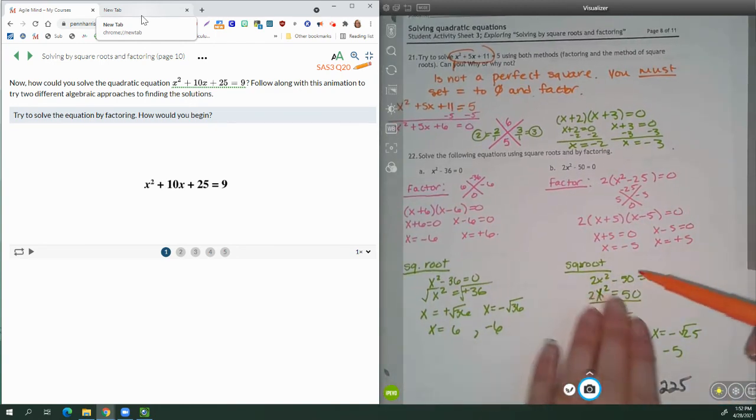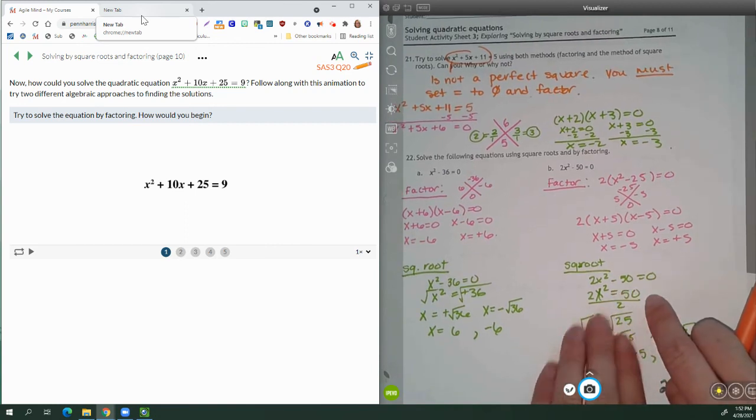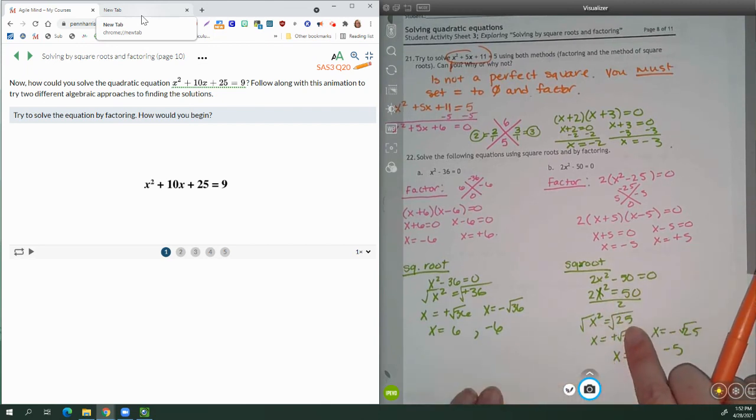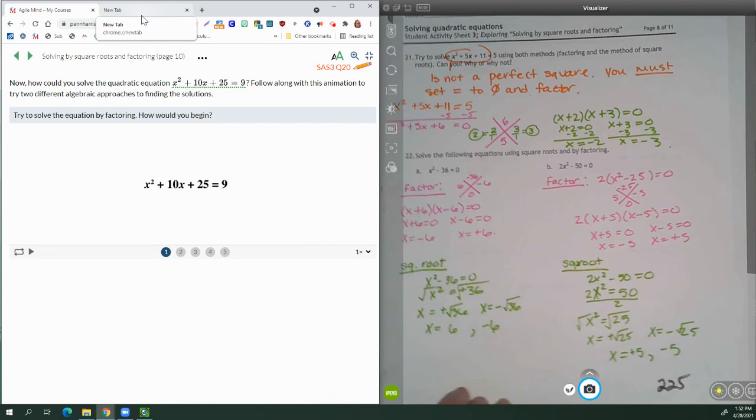Same thing here. I'm going to add my 50 to the other side, divide by 2, and I get that x squared equals 25. Again, 25 is a perfect square, guys. So I'm going to take the square root of that. Again, both a positive and a negative, and I get 5 and negative 5.